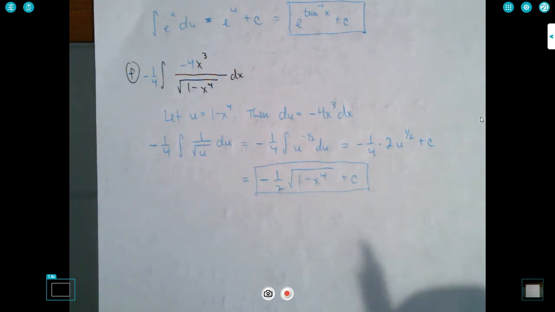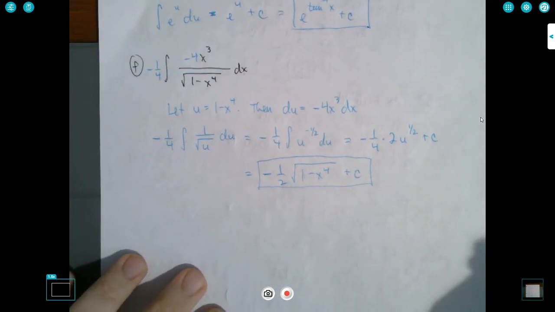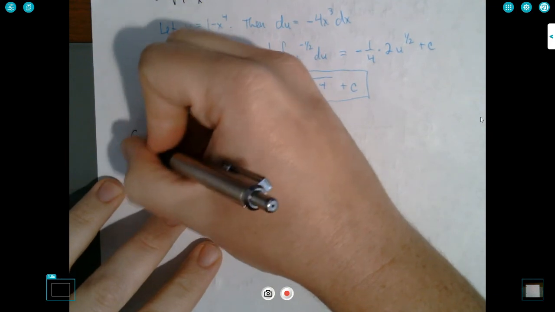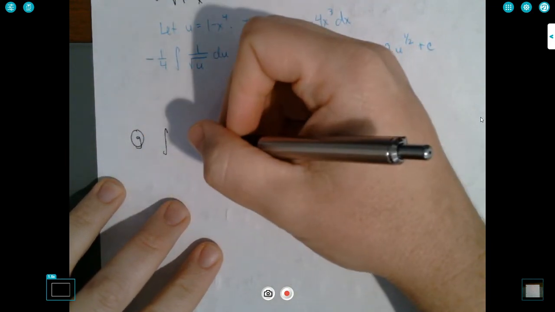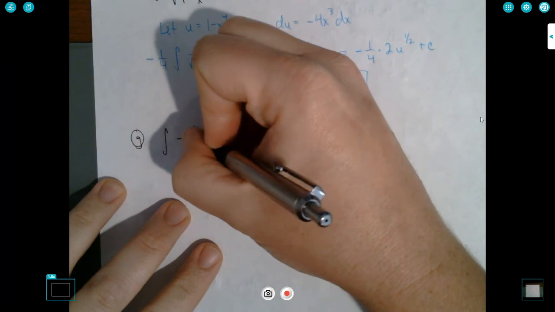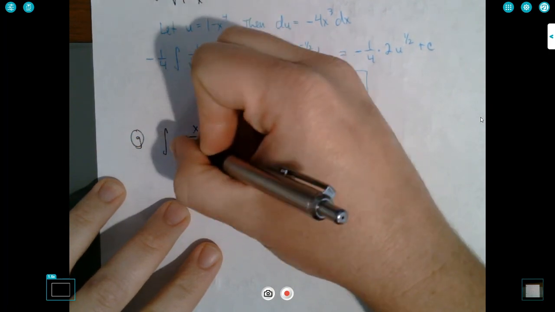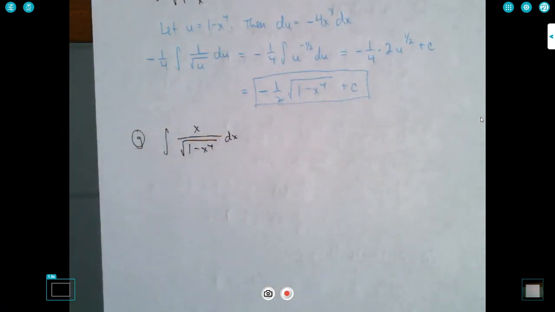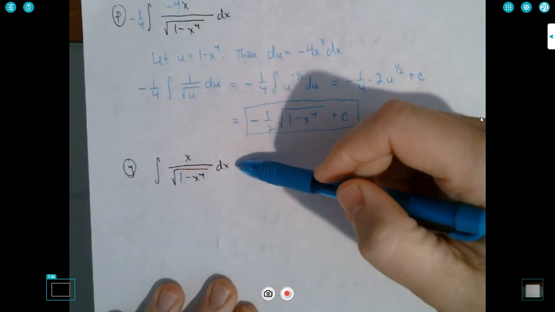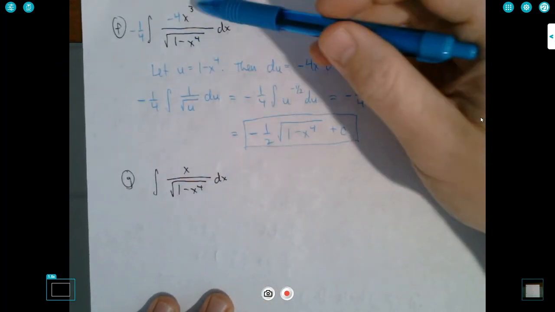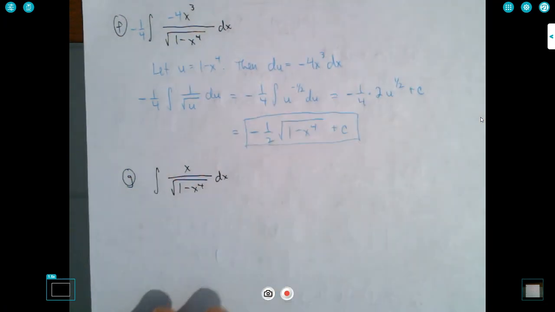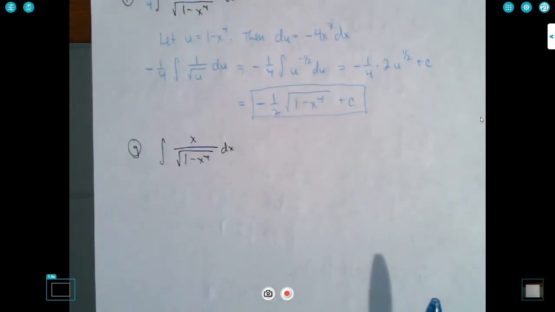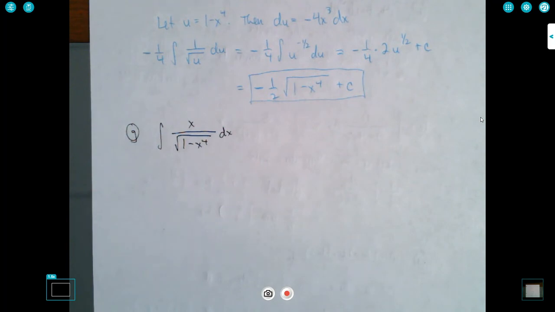Okay, now let's look at one that's very similar to it, and this will be our last example. Let's say you've got the integral of x over square root of 1 minus x to the fourth. You'll notice the only difference between this example and the previous one is that in the previous one it was x cubed in the numerator. Now here it's just x to the first power in the numerator. But I think the result ends up being pretty drastically different.